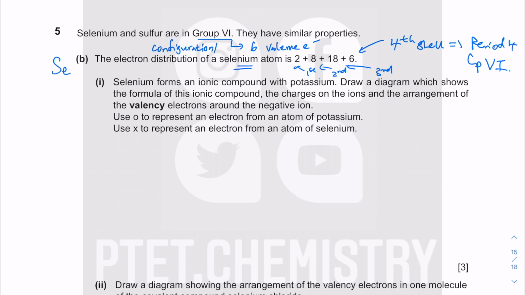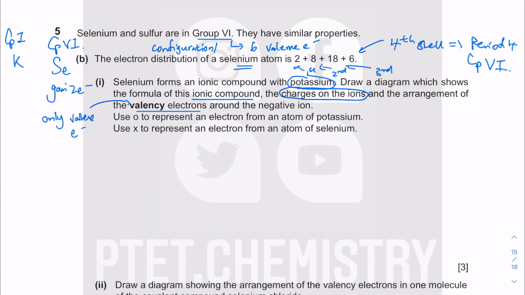They want you to draw dot and cross. They want you to show this ionic compound, the charges on the ions, and the arrangement of the valence electrons. So only valence electrons. Okay, so this is with potassium. Potassium is K, this is group 1, this is group 6. So this one will gain 2 electrons to get to a fully filled outer shell. This one will lose 1 electron to get to a full outer shell. So we'll have K+ and Se2-. And therefore we need 2 times K+ so that the +1 and the +1 can cancel out the -2 charge.